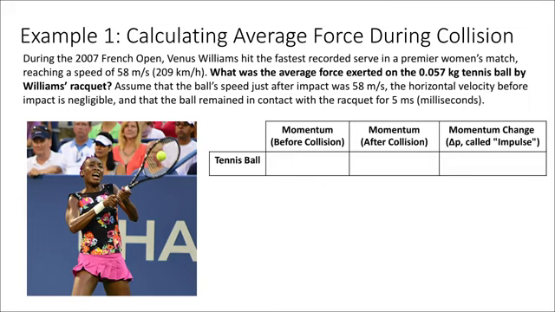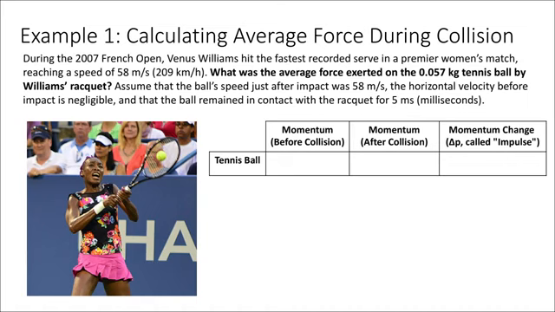So in example 1, we're going to calculate the average force exerted on a tennis ball by Venus Williams' racket. During the 2007 French Open, Venus Williams hit the fastest recorded serve in a Premier Women's match, reaching a speed of 58 meters per second. Let's solve for the average force she exerted on the tennis ball, or her racket did, given the tennis ball's mass of 0.057 kilograms. We'll assume that the ball's speed just after impact was 58 meters per second, and the initial horizontal velocity is negligible.